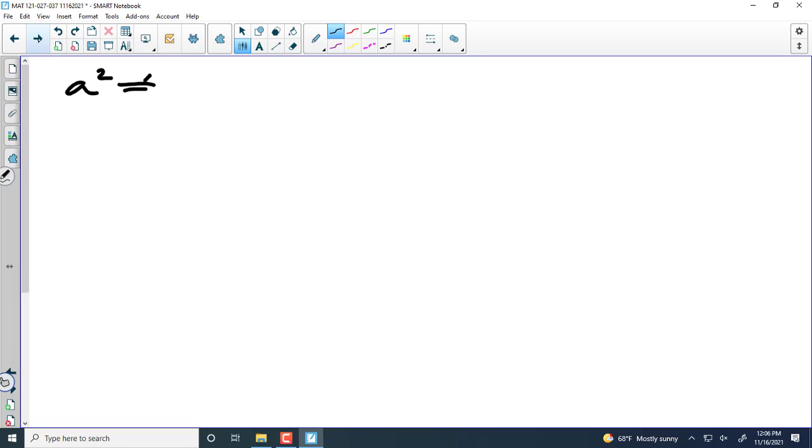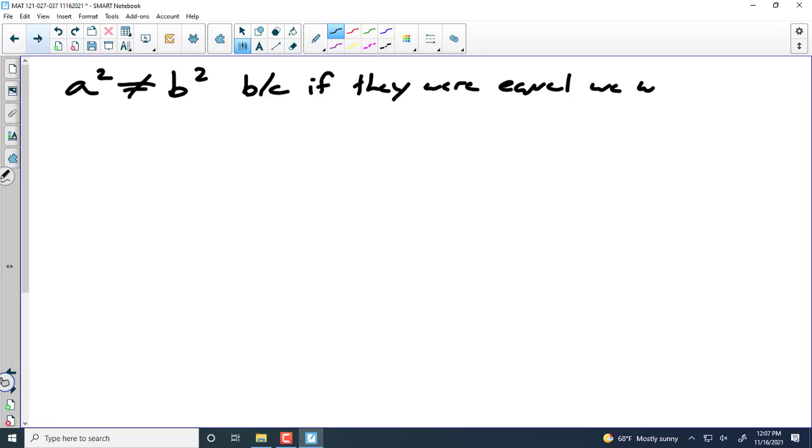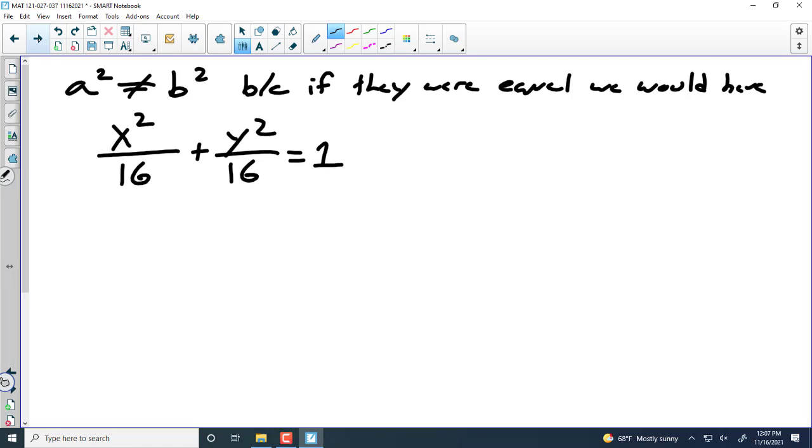A squared cannot equal b squared, because if they were equal, what would that be? That would be a circle. You'd multiply both sides by 16, and you get x squared plus y squared equals 16. We would have a circle. That's why I said the numbers underneath x squared and y squared have to be different. If they're not different, then we have a circle.